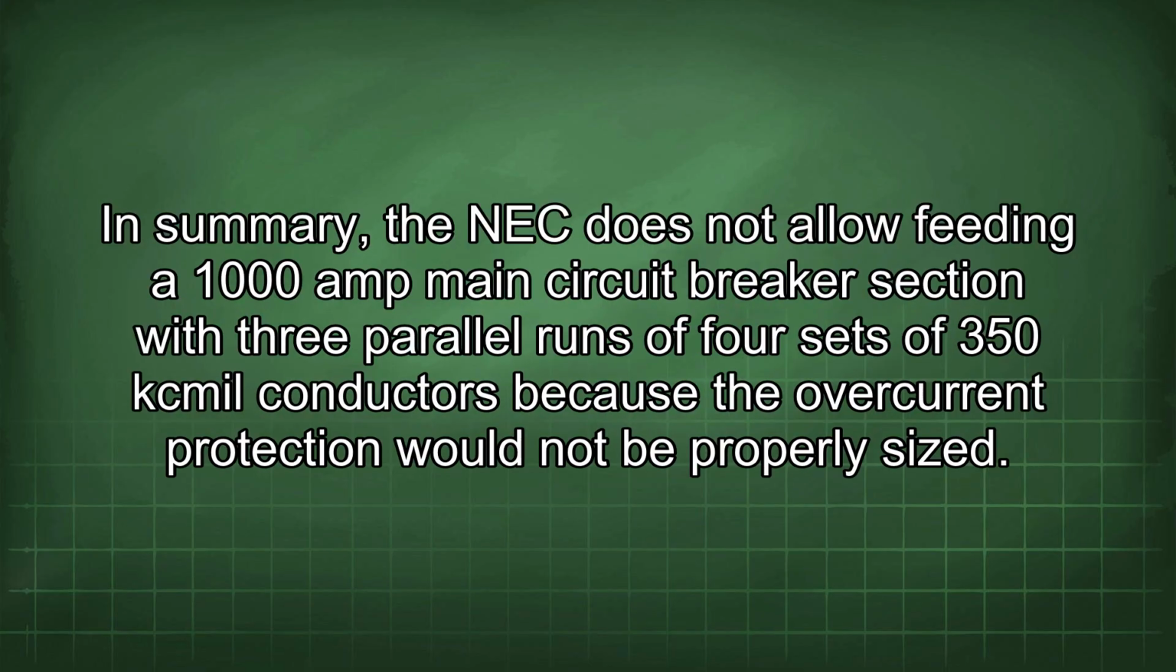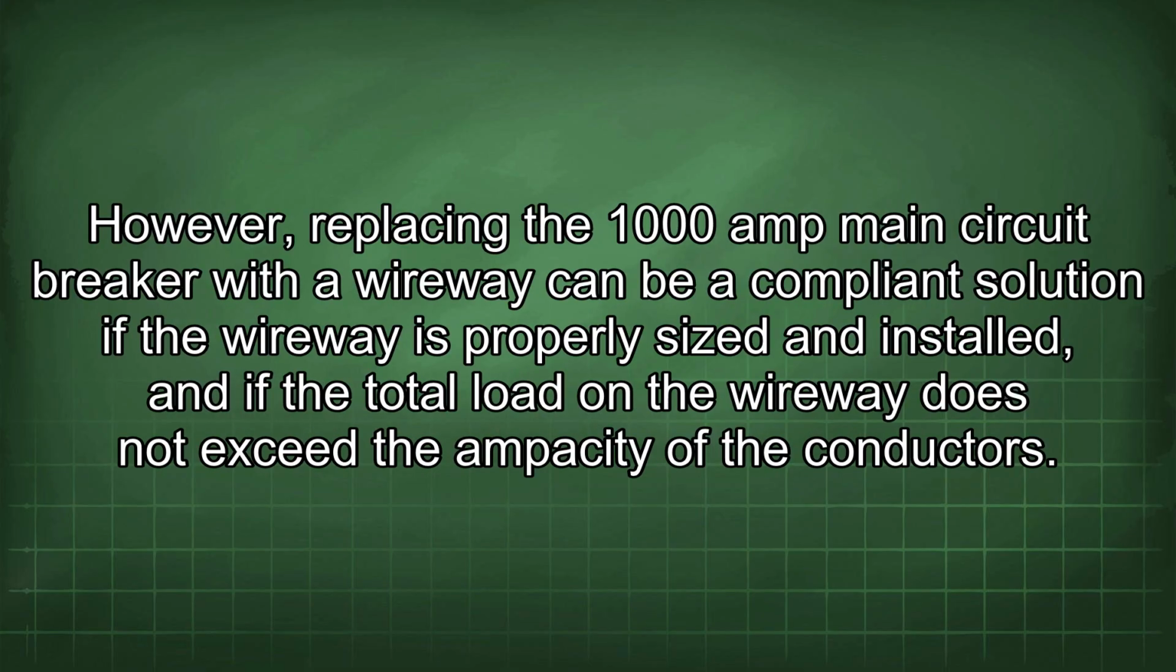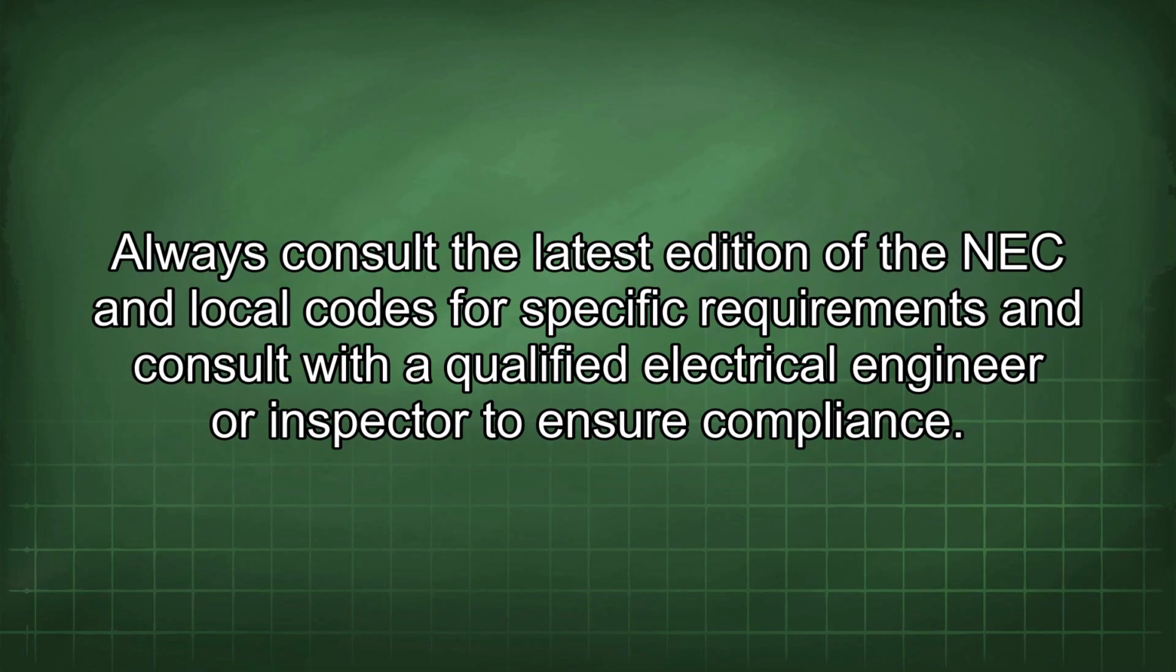In summary, the NEC does not allow feeding a 1000 amp main circuit breaker section with 3 parallel runs of 4 sets of 350 kcmil conductors because the overcurrent protection would not be properly sized. However, replacing the 1000 amp main circuit breaker with a wireway can be a compliant solution if the wireway is properly sized and installed, and if the total load on the wireway does not exceed the ampacity of the conductors. Always consult the latest edition of the NEC and local codes for specific requirements and consult with a qualified electrical engineer or inspector to ensure compliance.